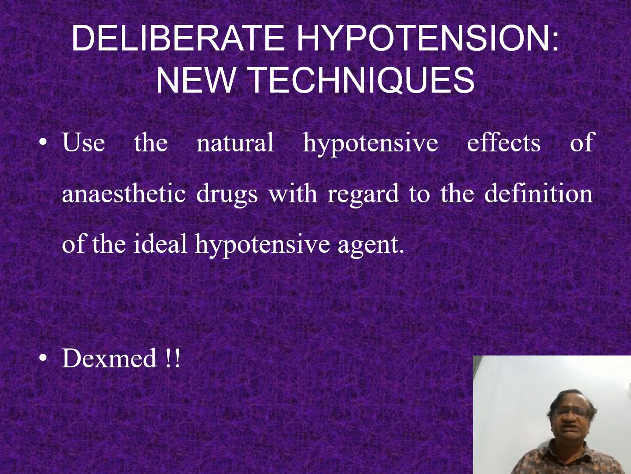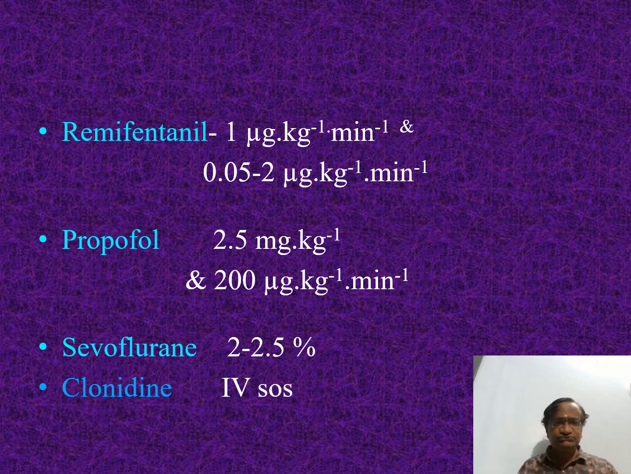Use the natural hypotensive effects of anesthetic agents. Ideal hypotension: use the natural hypotensive effects of anesthetic drugs. Propofol is a hypotensive. Isoflurane is a hypotensive. Fentanyl is a hypotensive. Regional is a hypotensive. Spinal is a hypotensive. Use the natural hypotensive effects before you take your SNP, NTG, all these things. Anesthetics are naturally hypotensive. Use them. We can give remifentanil 1 mic per kg per minute, propofol 200 mics per kg per minute as an infusion. Clonidine can be given IV.